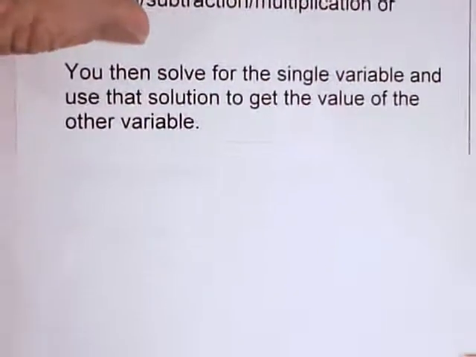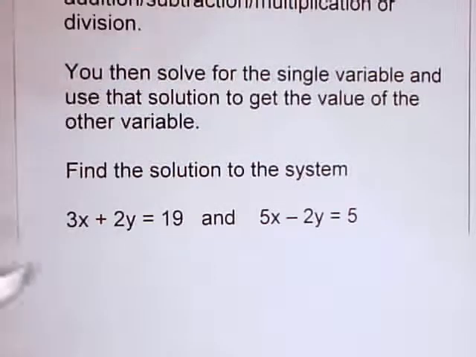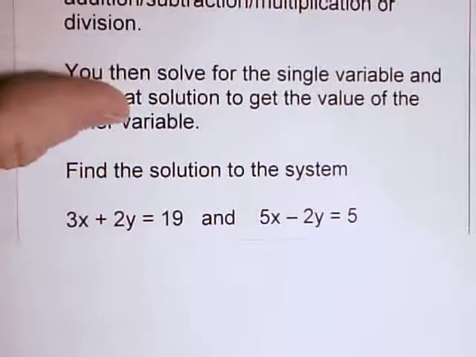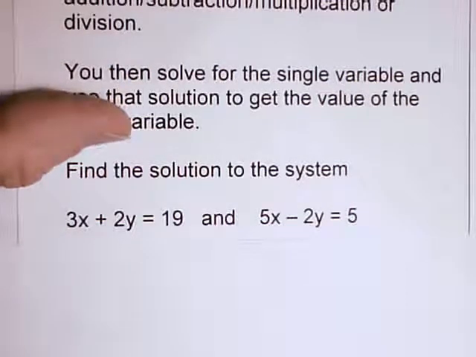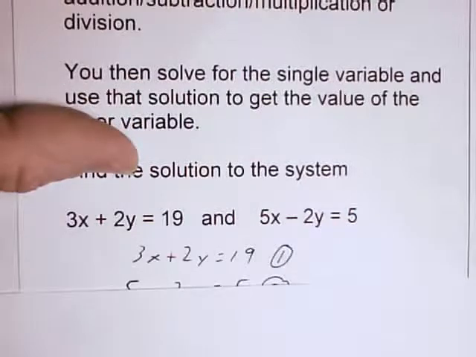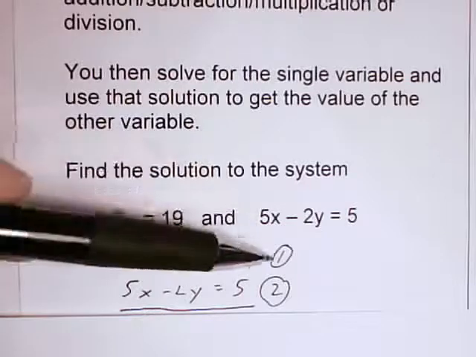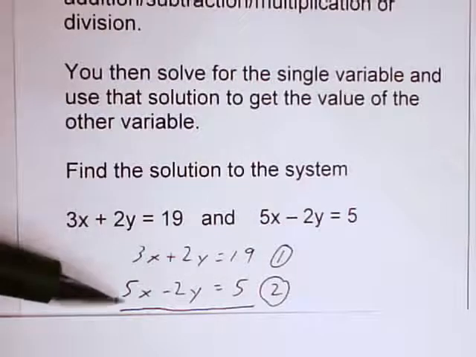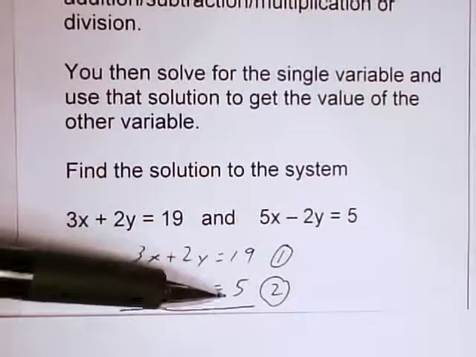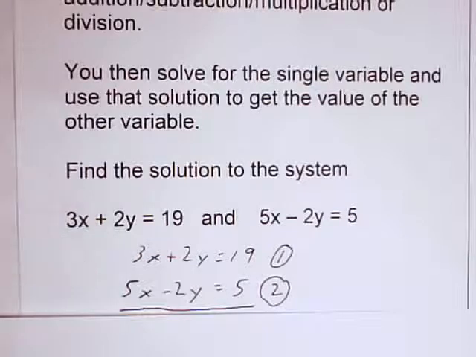Let's do an example. Find the solution of this system: 3x plus 2y equals 19 and 5x minus 2y equals 5. First thing I'm going to do is write them one above the other and number them. So my first equation is 3x plus 2y equals 19. I label that equation 1. And then I've got 5x minus 2y equals 5. I write that as equation 2.